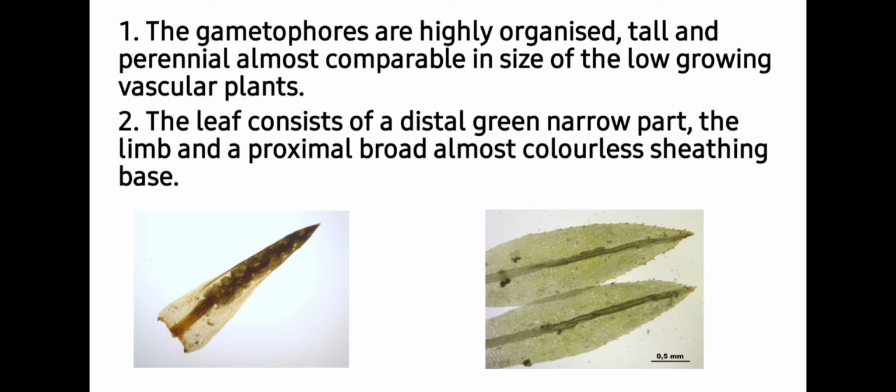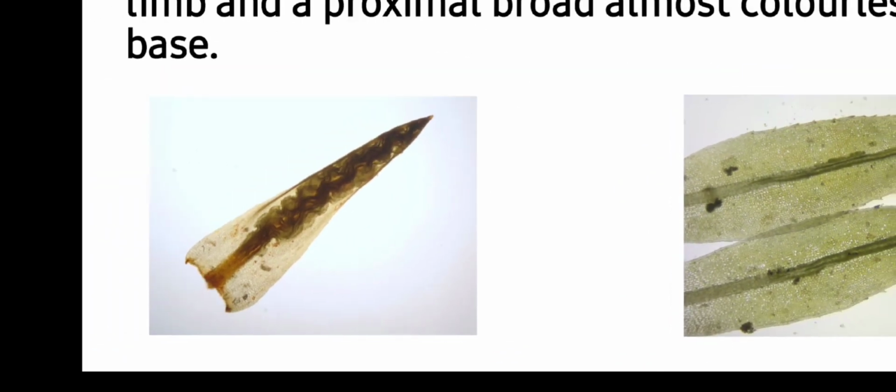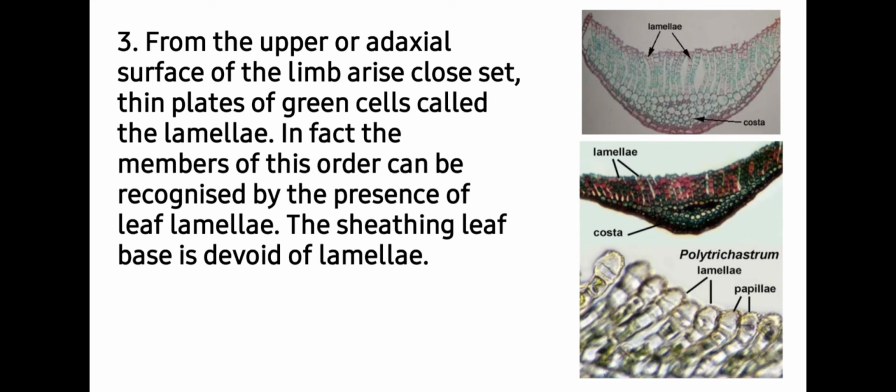From these images you can see that gametophores are highly organized, tall and perennial. They are almost comparable in size to the lower growing vascular plants, that is pteridophytes. The leaf consists of a distal green narrow part, the limb, and a proximal broad, almost colorless sheathing base, as you can see in this image. The proximal broad colorless base and the narrow green tip, that is called limb.